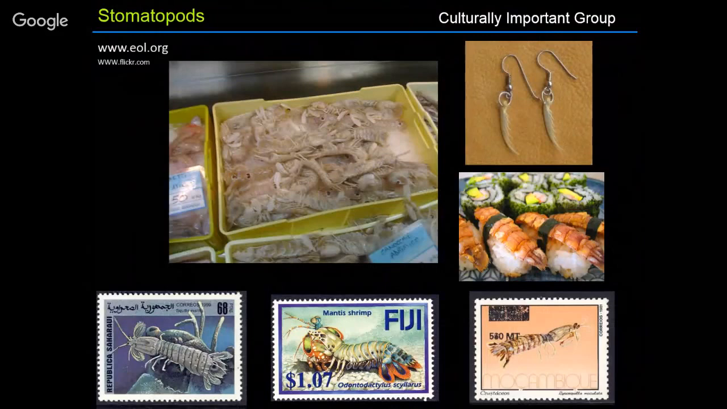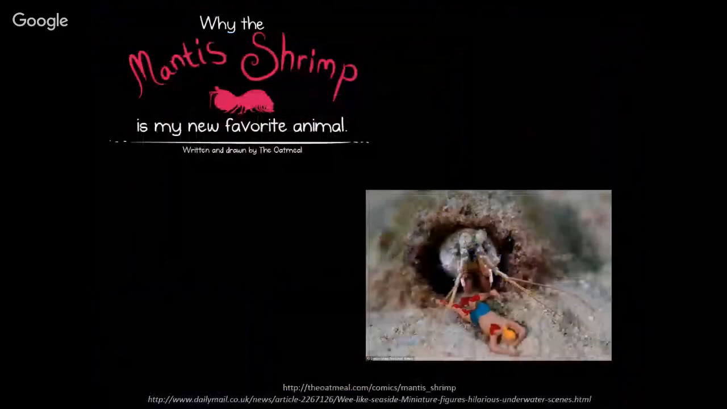So there are multiple places that have recognized stomatopods as something that is important to the local community and the local culture. Mantis shrimp are perhaps most well known. A few years ago, a well-known online cartoonist called The Oatmeal did a cartoon about the mantis shrimp that really made the general public aware of this group.